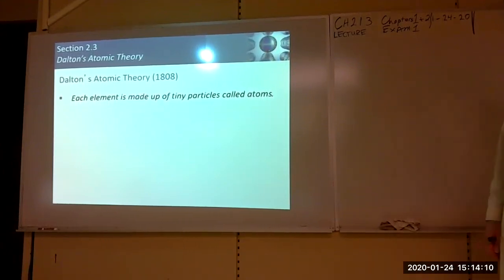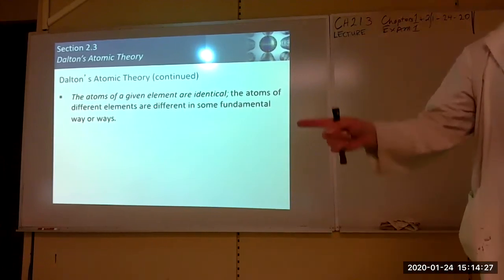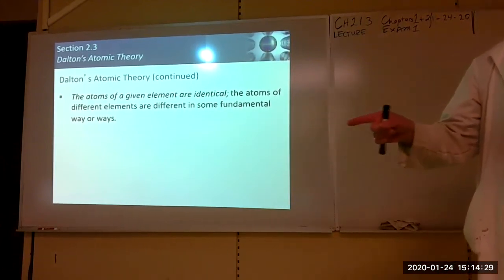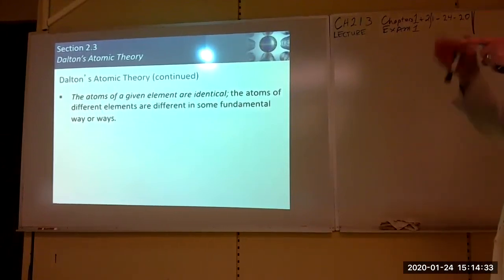Well, he started with the basics, right? Like the ancient Greeks, each element is made up of tiny particles called atoms. That's the simplest particle of each element. Then he said the atoms of this element are different than the atoms of that element. That's where he diverged from the ancient Greeks. The atoms of one element are different than the atoms of another element.